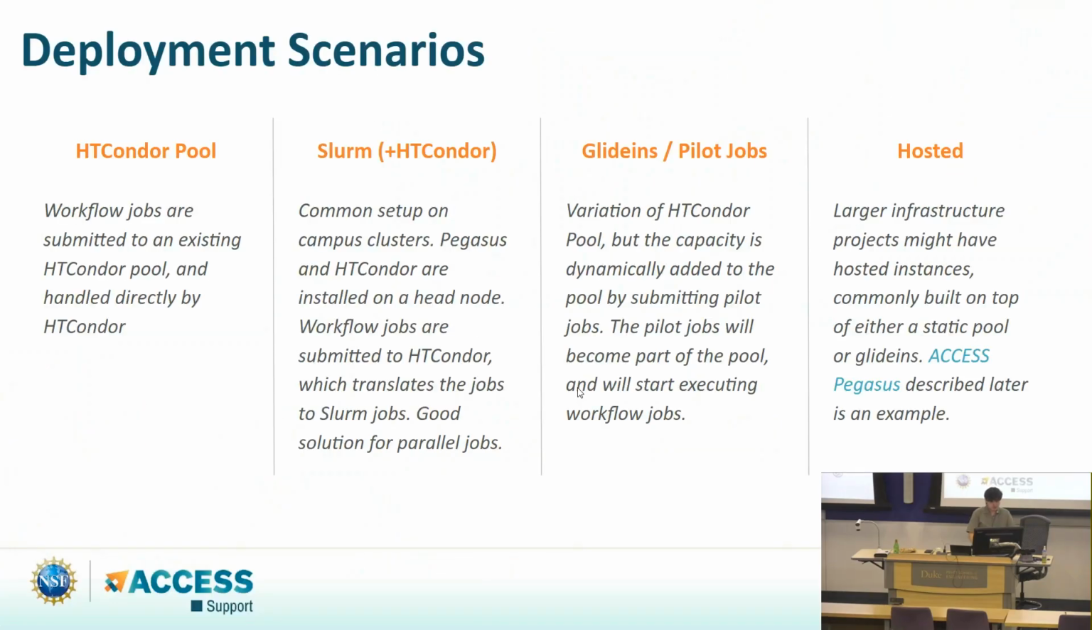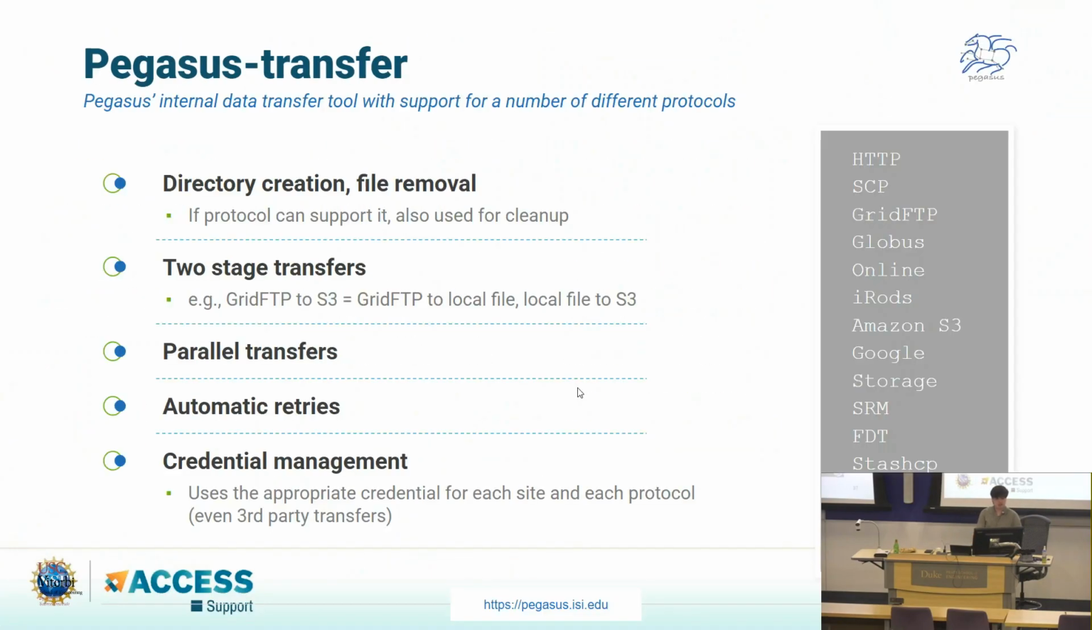So that's that. Now some additional topics. I'm going to skip that. Let's talk about Pegasus transfers. You want to transfer tools and data within Pegasus, within a workflow or within workflows, and use different transportation or messaging protocols, whether that be HTTP, SCP, Globus, Google, or Amazon S3.